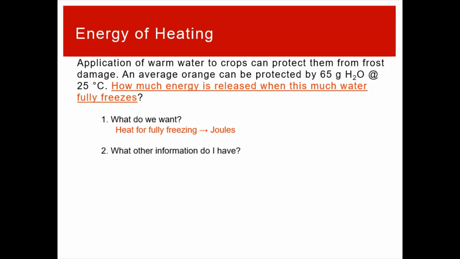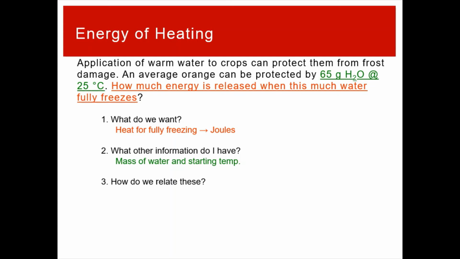So what other information do I have? I have 65 grams of water at 25 degrees Celsius. This tells me how much water I'm using and what the starting temperature is. 25 degrees Celsius is like room temperature. So you took water from your house and you sprayed it all over your orange trees.